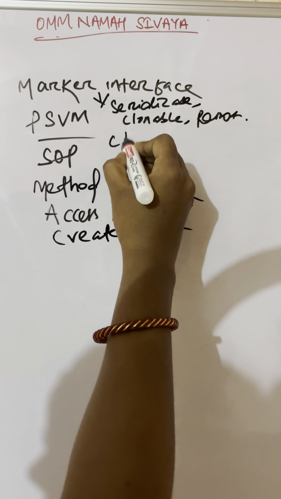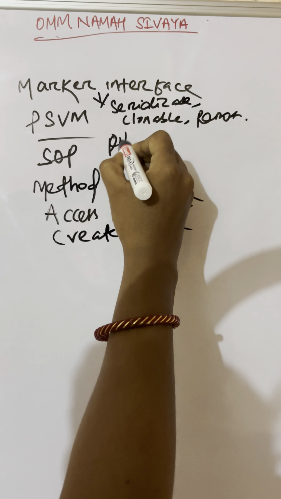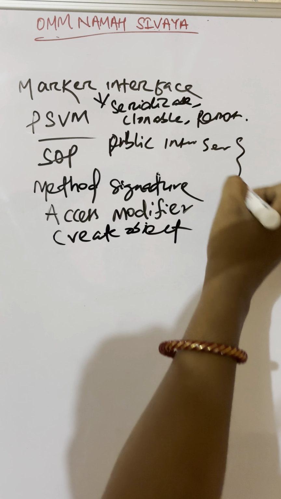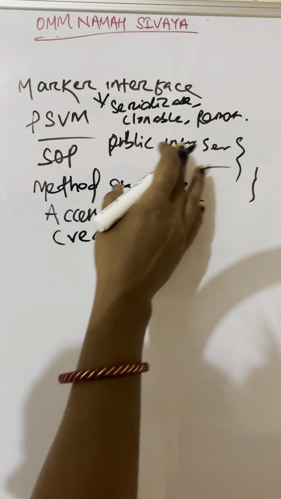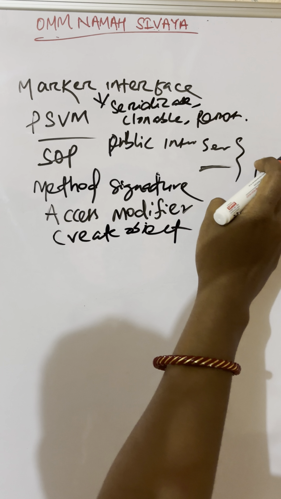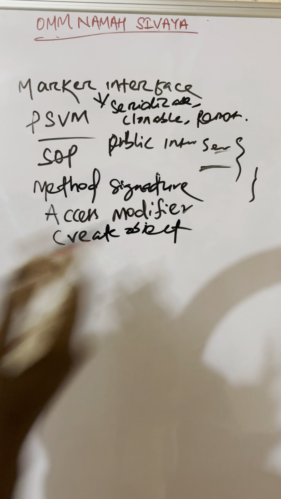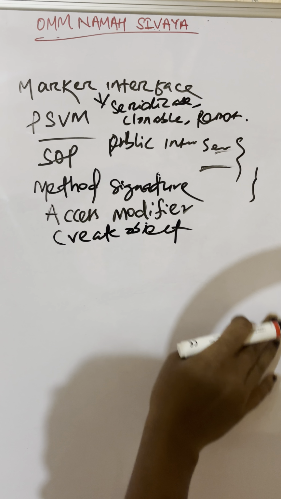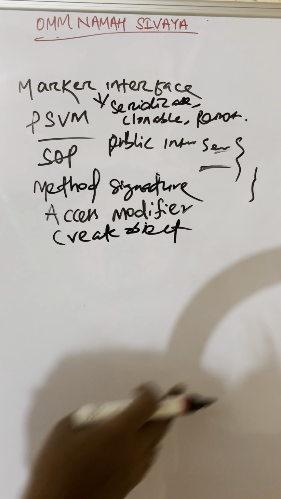Suppose I have declared a public interface Serializable. In this interface, we can say it is a marker interface because we are using Serializable. Suppose I can create a nested interface also using that.